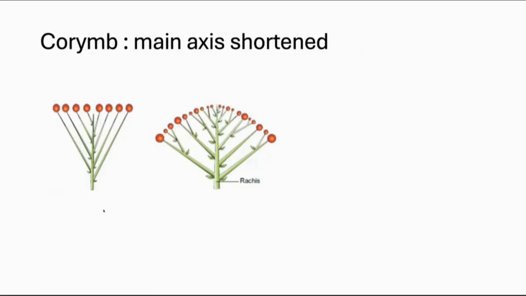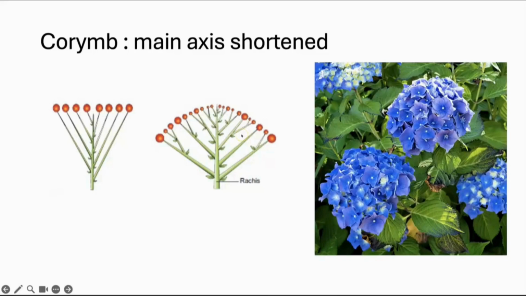The next one is corymb. Here the main axis will be elongated, and you can see the stems, they will be arranged so that the flowers will be in the same position. So example here is Hydrangea macrophylla. You can see like an umbrella-like structure, corymb.